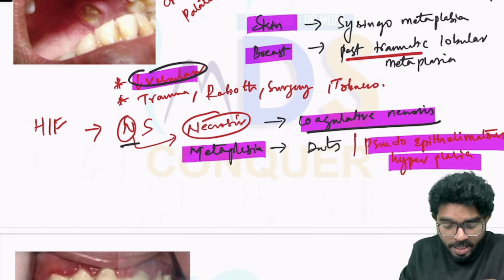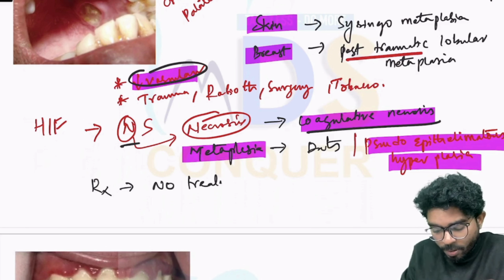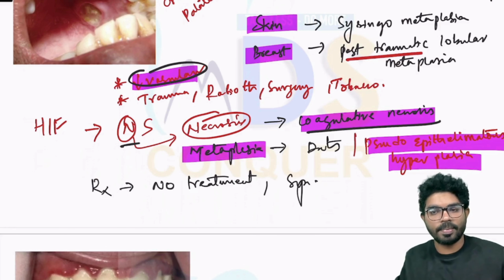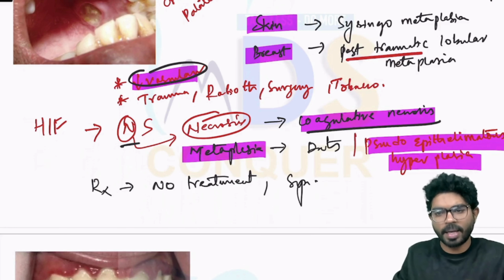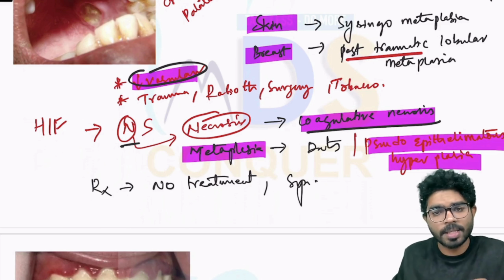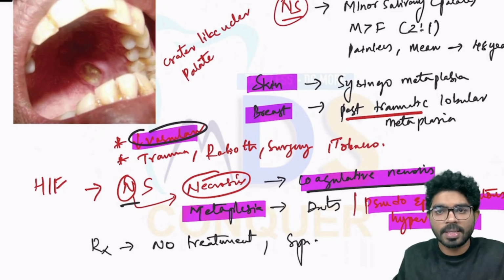Right, next comes the treatment. There is no need for treatment, the prognosis is excellent, and it heals spontaneously. Sometimes surgery may be required if the response is not proper, but in most cases the recovery occurs spontaneously. You need to follow up the patient. So these are the important points related to necrotizing sialometaplasia.